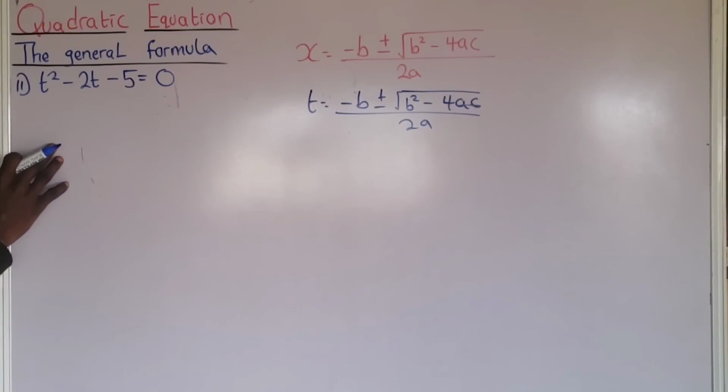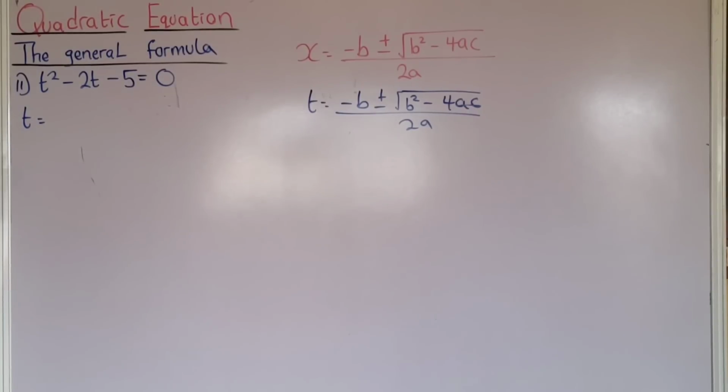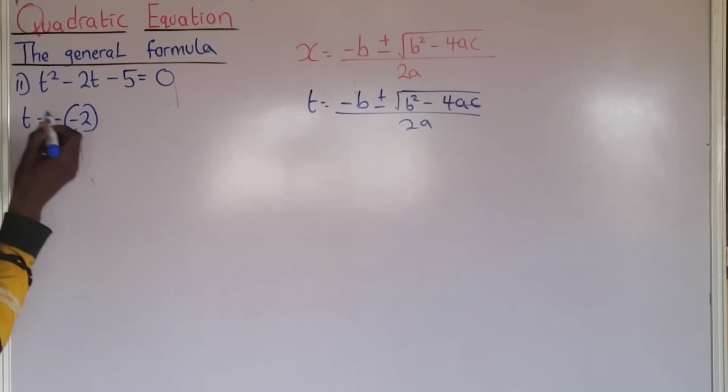You understand? So here we are going to have t equal to minus b. I'm very sure you can identify your b in this quadratic equation. Your b is the coefficient of t, you understand? And the coefficient of t in this quadratic equation is what? Negative 2. So here I'm going to have minus, in brackets, minus 2.